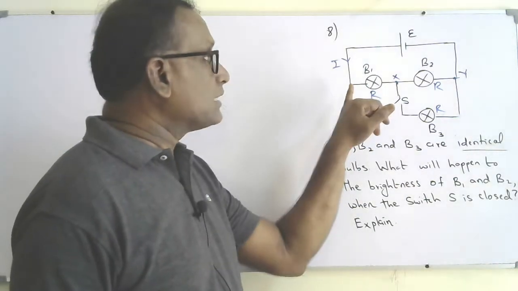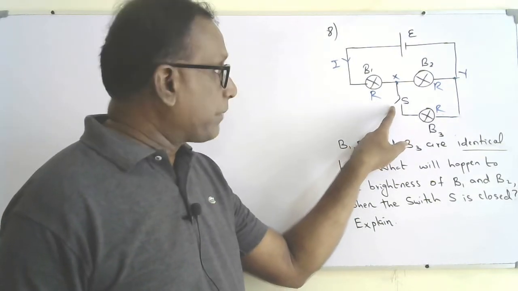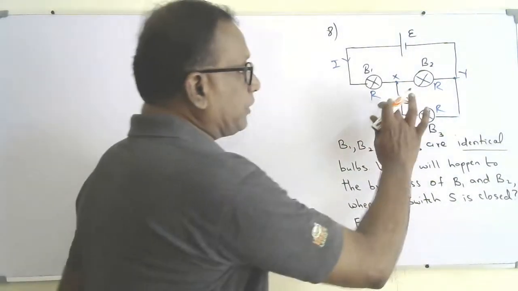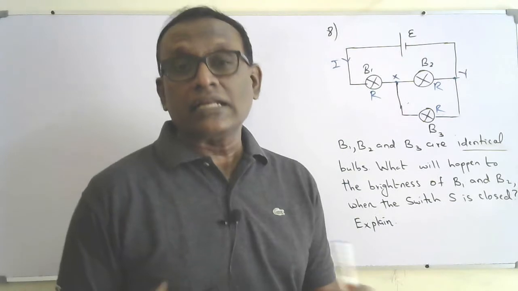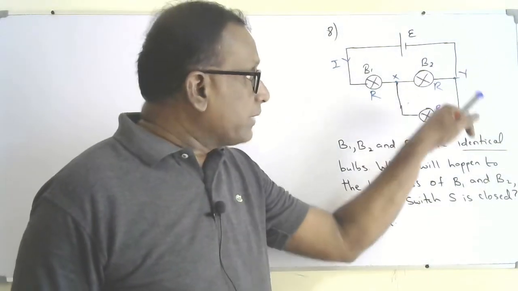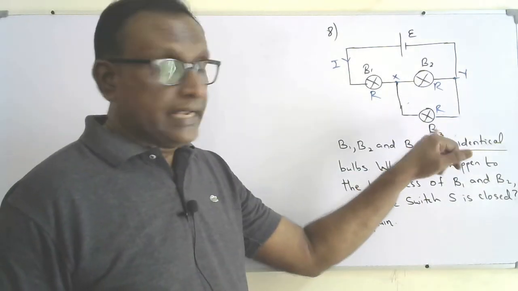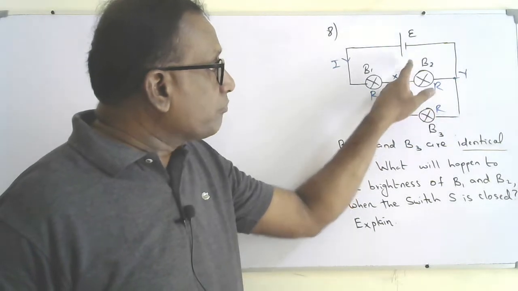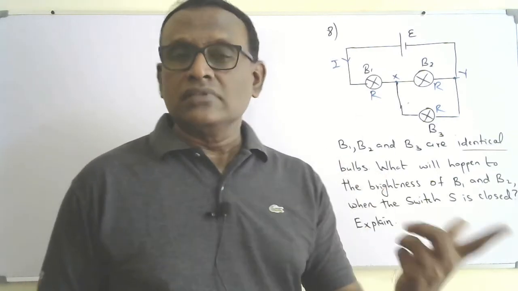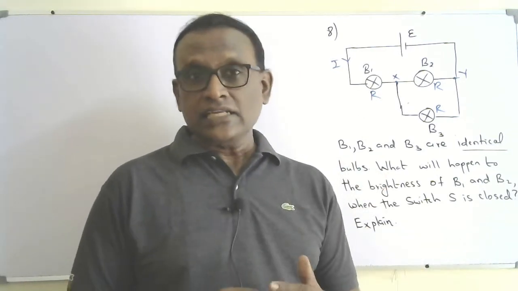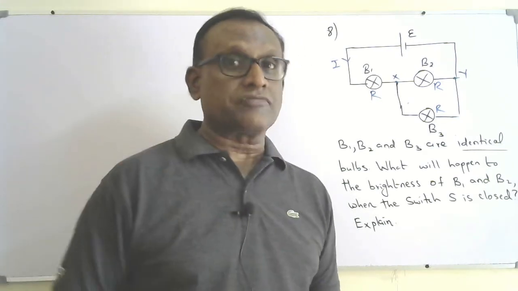What is going to happen to the brightness of B1 and B2? That's the question. Okay, now look at it. When you close the switch S, what's going to happen? B2 and B3 are going to be parallel among them. So I'll close the switch, right? Now B2 and B3 are parallel to each other. Each of them has the same resistance R and R. Now what's going to happen? They are in parallel, meaning the equivalent resistance of B2 and B3 will decrease. I mentioned in the third lesson that when components are connected in parallel, the equivalent resistance will become lower than the resistance of the components, right?